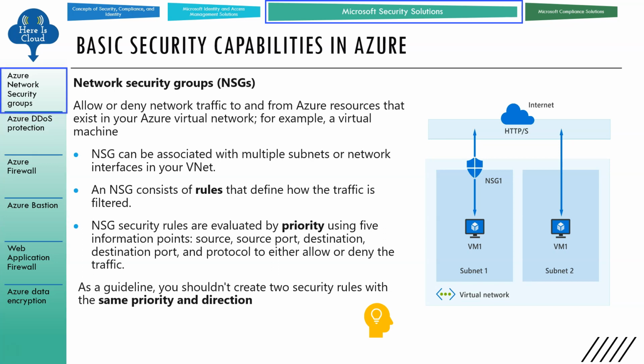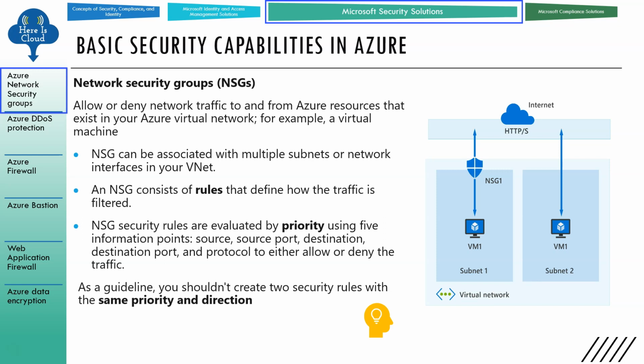Network security group allows or denies network traffic to and from Azure resources that exist in your Azure virtual network. For example, a virtual machine, as you can see on the right hand side. So subnet 1 has a NSG assigned to it that filters inbound and outbound access to VM1, whereas VM1 in subnet 2 could represent a public facing machine that does not require an NSG. This is an example. Key point to remember is NSG can be associated with multiple subnets or networks.